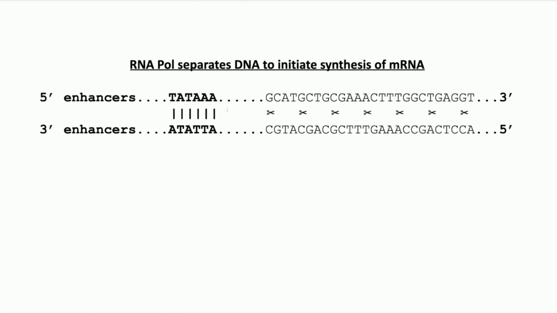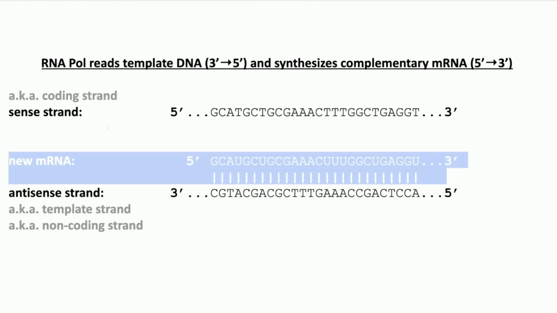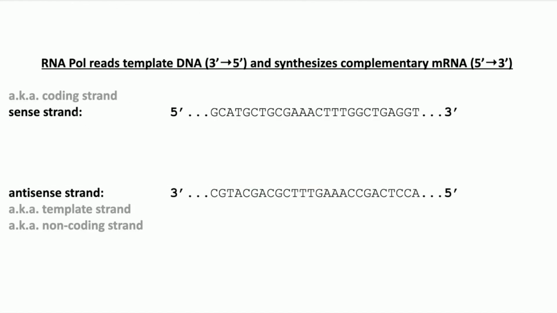So once the Tata box is bound with its transcription factor protein and we have the enhancer bound to the enhancer site, RNA polymerase can begin by breaking the hydrogen bonds of the double-stranded DNA. And as it breaks the hydrogen bonds of double-stranded DNA, it is able to read one of the strands of that DNA. And so what you'll see here is I took the double-stranded DNA that was connected by hydrogen bonds and I separated it. What you'll see here are two labels for this top strand and for the bottom strand. The top strand we call the sense strand, and the bottom strand we call the antisense strand.